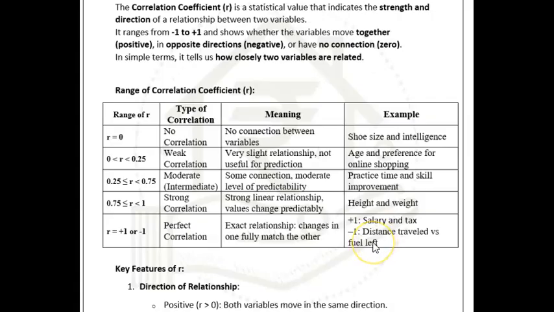Example for negative correlation, denoted by R coefficient of -1: distance traveled versus fuel left. If you move more distance by car, 100 kilometers, 200 kilometers, your fuel will decrease. It depends on how much distance you travel; accordingly, fuel will decrease. That is called the perfect correlation.